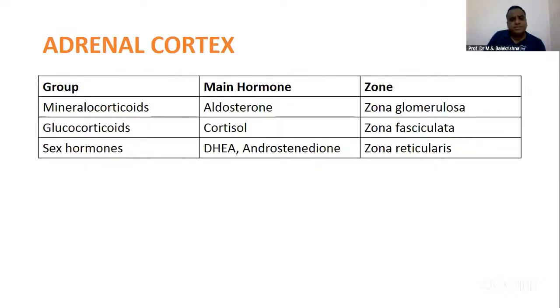Please learn this. Then the adrenal gland, you have the cortex and medulla. From the cortex, you have three types of hormones: mineralocorticoids, glucocorticoids, and sex hormones. From the mineralocorticoids, aldosterone is the major hormone. Glucocorticoids are your steroids, cortisol, and sex hormones, DHEA and androstenedione, are the major hormones.